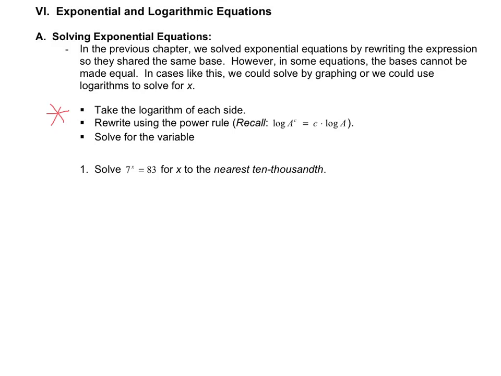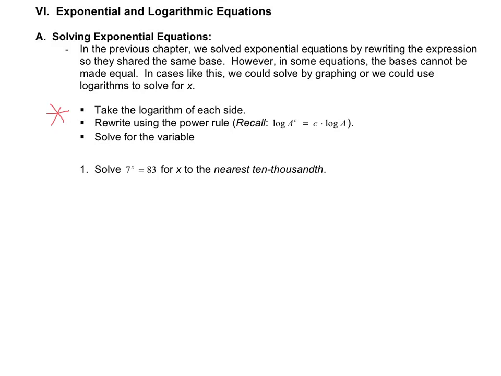So let's try that. Solve 7 raised to the x power equals 83 for x to the nearest 10,000. 10,000 means we're going to need our calculator. If you don't have it, pause the video, go get it, and come back so that we can all work on the calculator while we're solving this problem. Alright, now that you got your calculator, there's no way I'm going to be able to find a common base for 7 and 83. So I can't solve this the way I'm used to. So I'm going to solve it the new way.